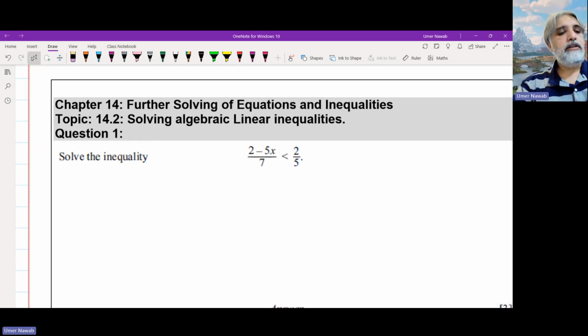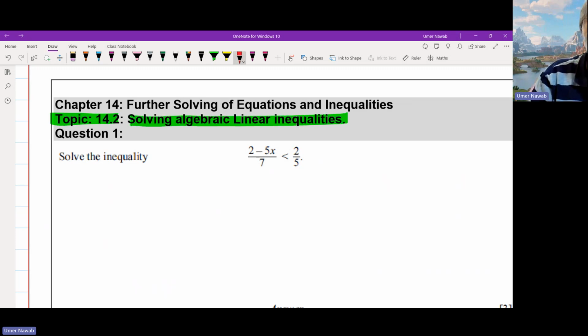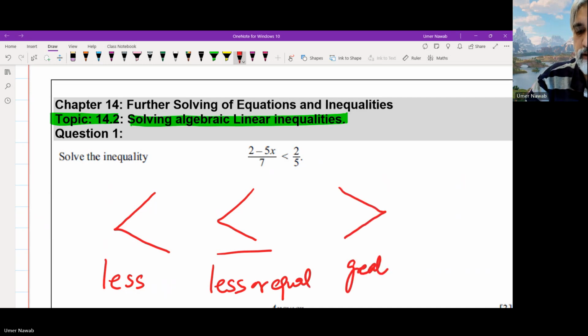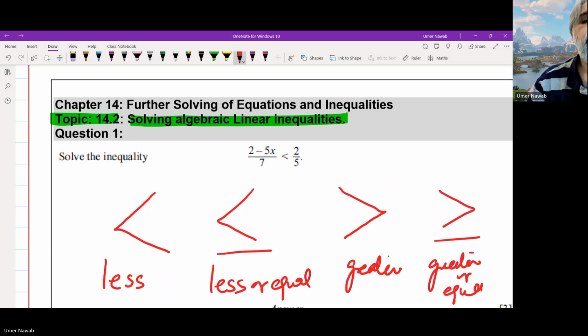After finishing the simultaneous equations, the last topic left is how to solve algebraic linear inequalities. There are 4 inequalities we see. This is called less than. This is called less than or equal. This is called greater than. This is called greater than or equal.